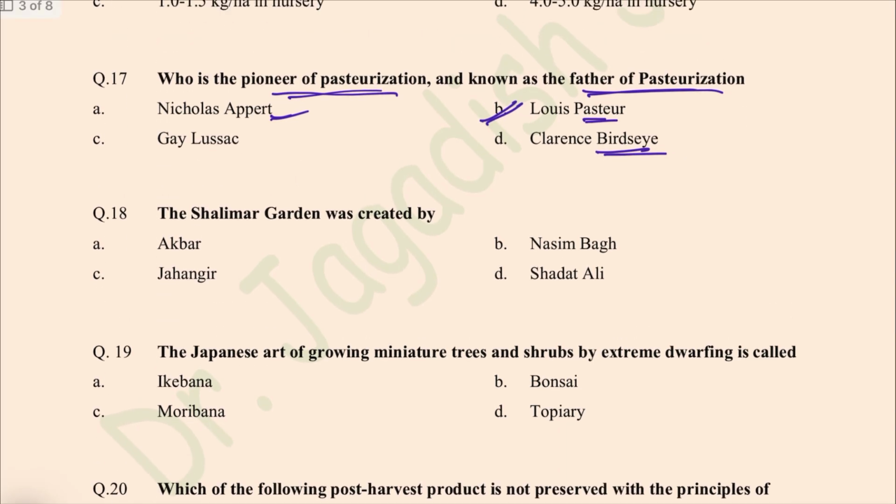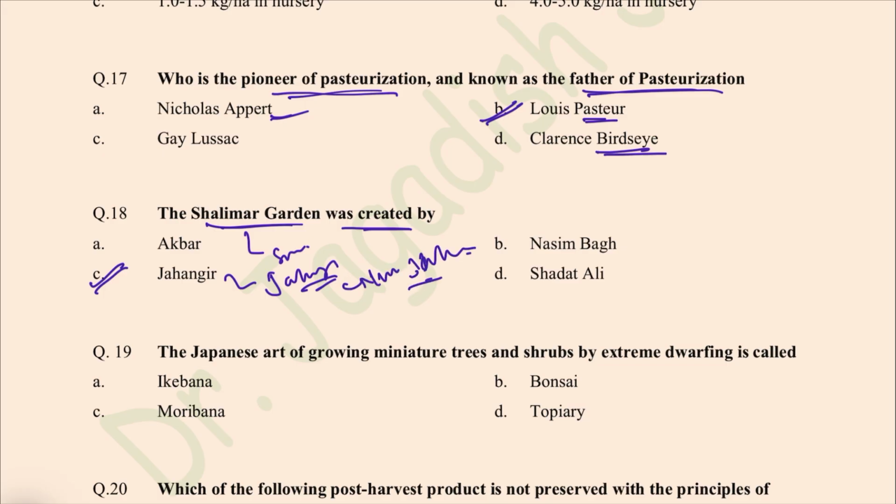Next question. The Shalimar Garden was created by, the right answer here is Jahangir. Shalimar Garden is also known as Garden of Love in Srinagar, Kashmir. It is a prime example of a Mughal garden built in the Charbagh style. It was commissioned by Mughal Emperor Jahangir for his wife Nur Jahan. So Shalimar Garden is located in Srinagar, and it was inaugurated by Jahangir for his wife Nur Jahan.